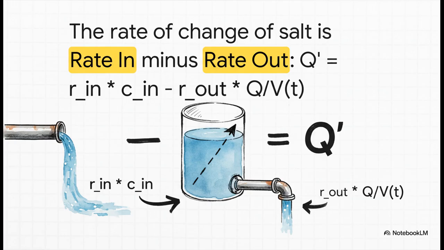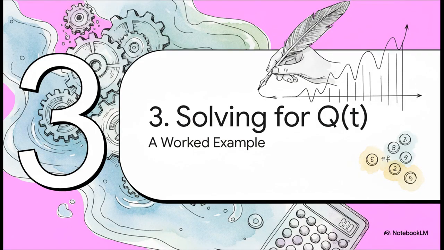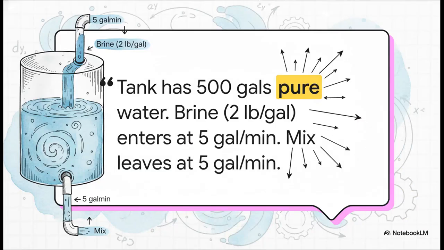Pretty cool, right? Okay, so setting up the model is half the battle. But now we've got to actually solve the thing. So let's grab a real concrete example and walk through it step by step to see how we get from this equation to an actual number. All right, here's our mission. We've got a tank with 500 gallons of pure water, so no salt to start. We've got brine flowing in at 5 gallons a minute, and the mixed solution is flowing out at the exact same rate.